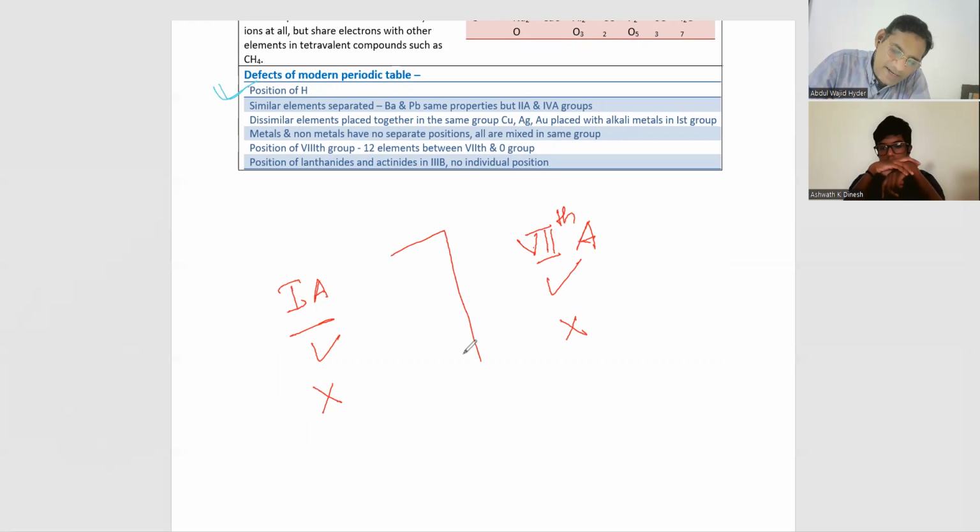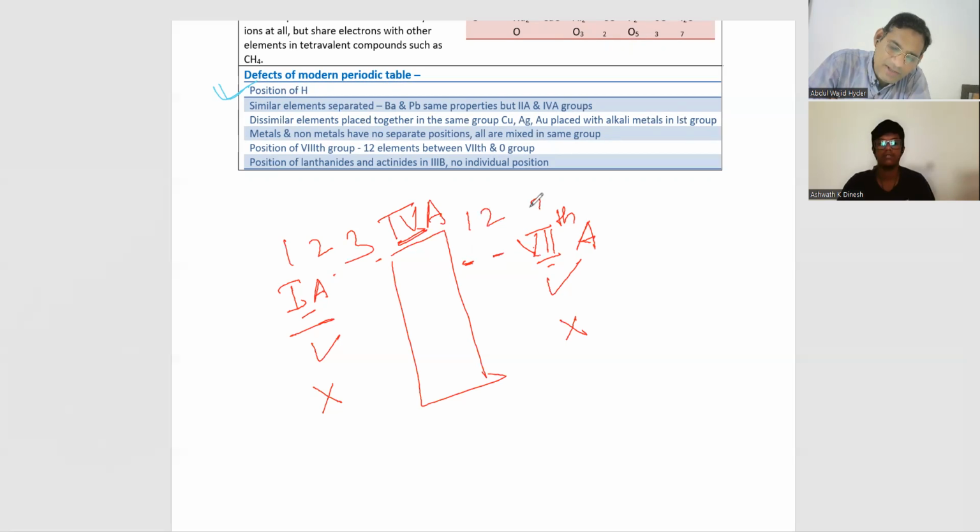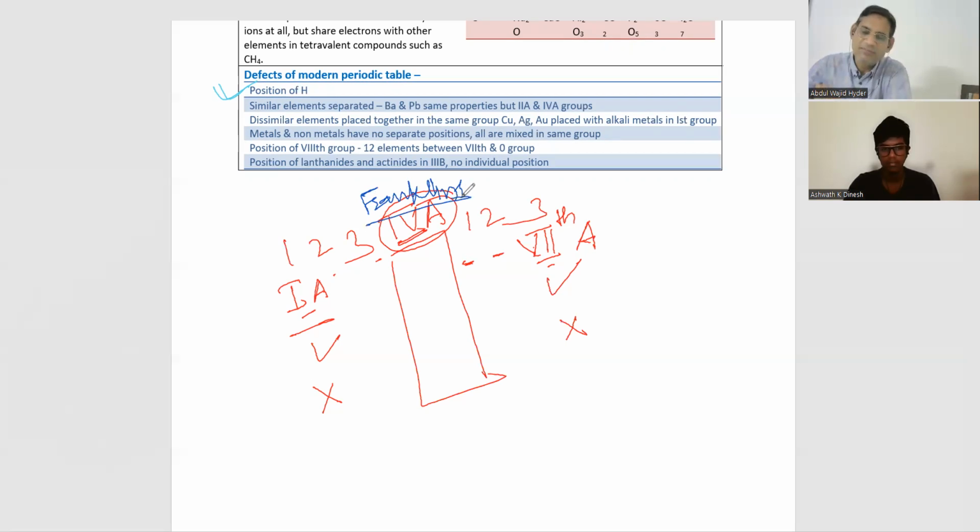Then Franklin said hydrogen must be there in 4A, between them. See, 1A, 2A, 3A, na? 1, 2, 3. Then 5A, 6A, 7A. 1, 2, 3. It is equidistant from both places, na? From 1A as well as 7A. From both these places, it is there in the center, na? Yes, sir. It is there in the center. So Franklin said that hydrogen must be kept in the 4A group.